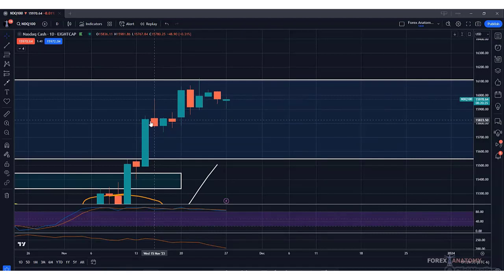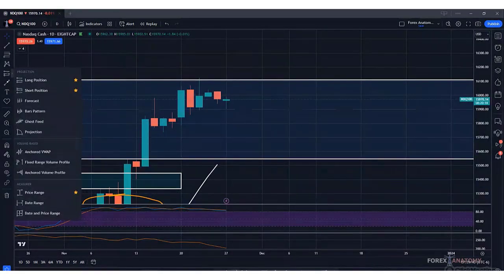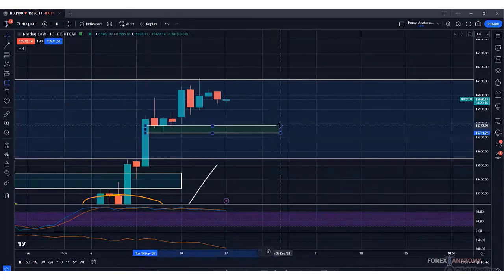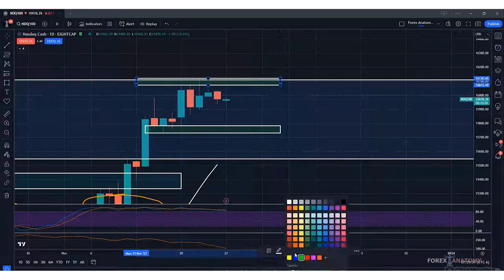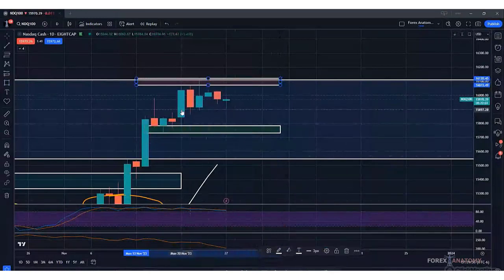You can consider this whole area the range, let me just draw it out, from this low right here all the way up to these highs right here. You can say that price has really been in a tight range, but recently, especially last week, we can see these sideways moving candles.